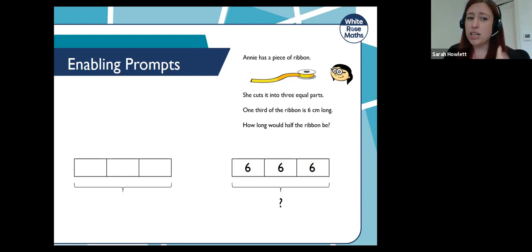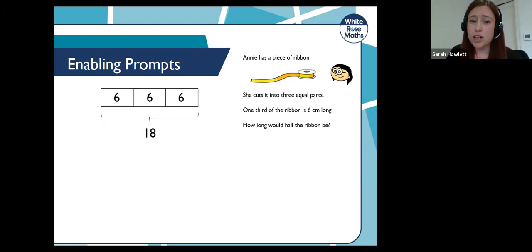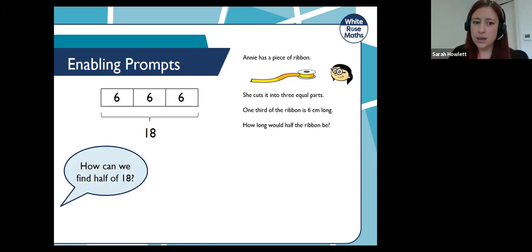All these questioning prompts that really start developing that discussion are so powerful in class. So we can complete our bar model with our children and start to think, well, is that it? We've done a bit of maths now. Are we moving on? Well, let's reflect back on the question. How long would half the ribbon be? So how can we find half of 18?